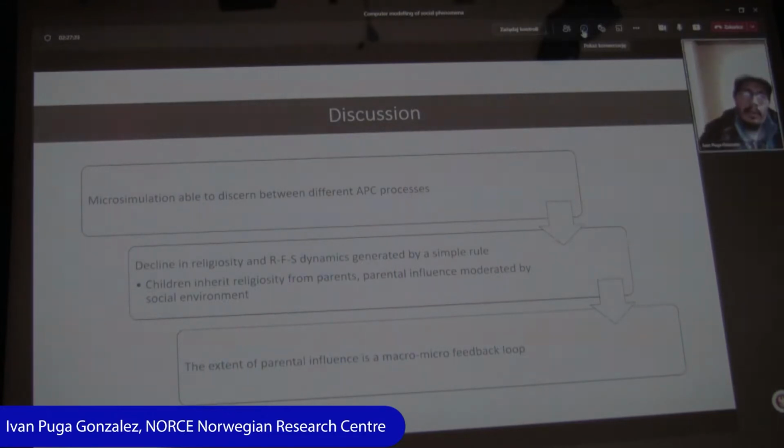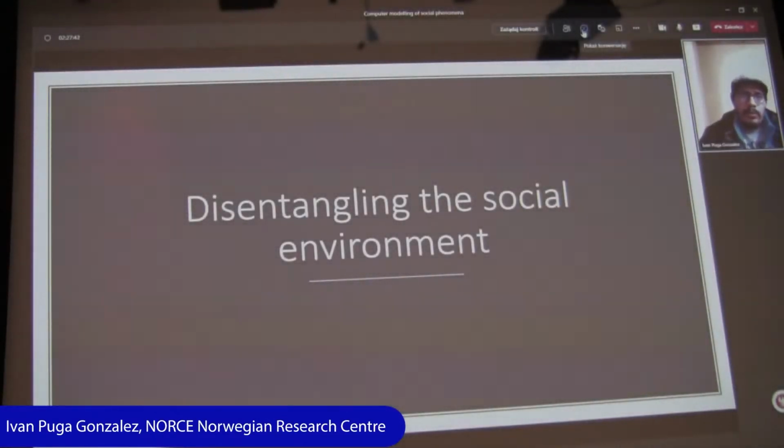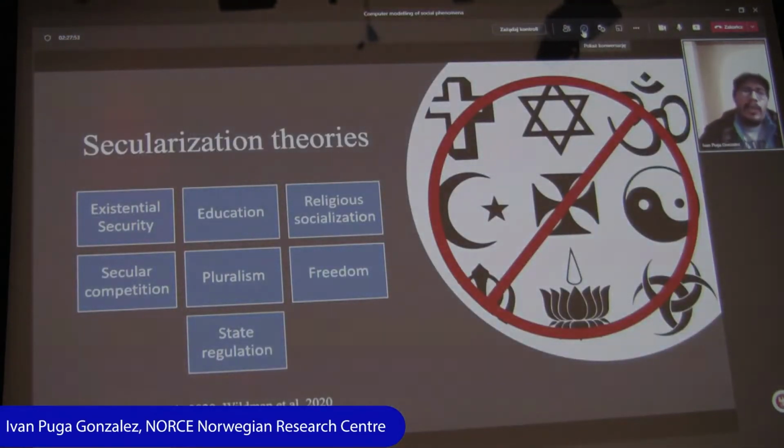So the microsimulation is actually telling us, well, the social environment is really important. So what is this social environment, right? So in the agent-based model that I will present next, we're trying to disentangle the social environment. So how are we actually doing that? Well, the first thing that we did is basically we look at all different secularization theories that are out there, right? And here I just put basically a few of them that are actually relevant for our purposes. And after a lot of thought, we basically settled on 5 of them, which is existential security, education, religious socialization, pluralism, and freedom. And I'm going to go through each of these now.